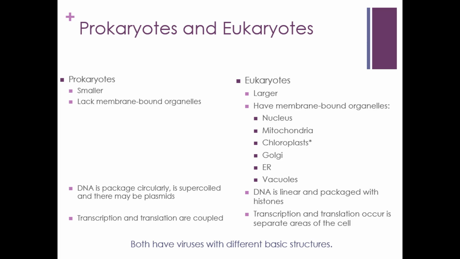Whereas with eukaryotes, DNA must be transcribed into messenger RNA, sent out through nuclear pores into the cytoplasm or the rough ER, and translated into protein in the rough ER. Both organism types have viruses. In fact, all organisms have viruses. There are viruses for humans, animals, plants, and even bacteria.